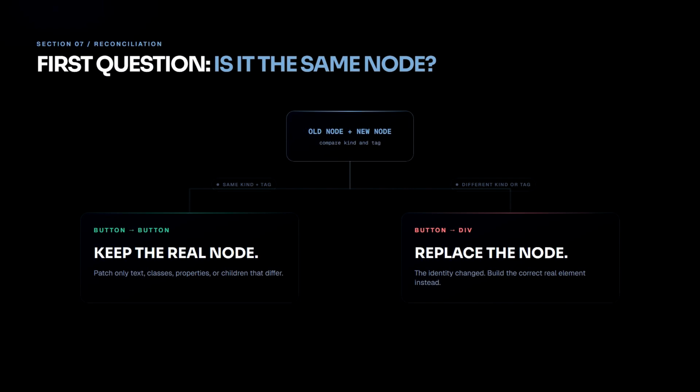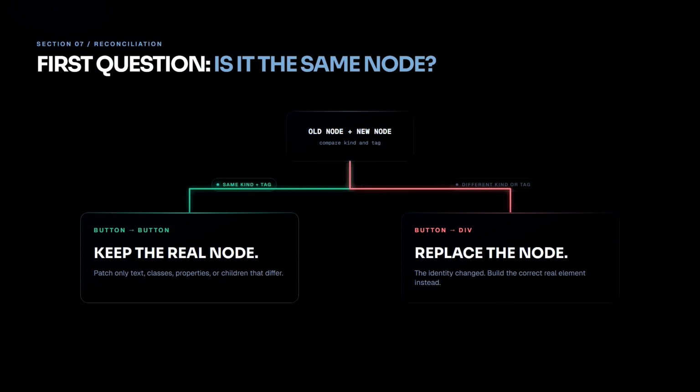Are these two nodes even the same thing? Now, do they look identical? Are they the same node or just updated ones? The rule is simple. Same kind of node, same tag, a button and a button. This is the same button. Keep that real one and fix only what differs, like the text, a class, or whatever. A button and a div, they are not the same thing at all. So delete the old one and build the new one.